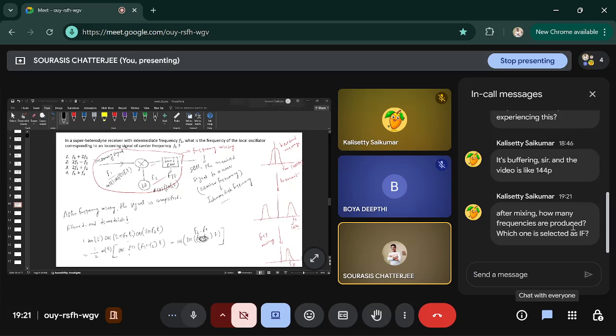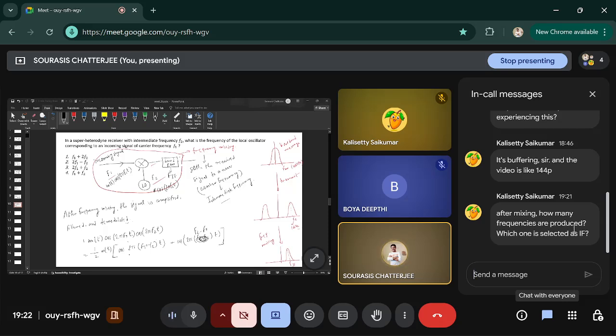Now let's say you choose the intermediate frequency as any one of them. If I use a band pass filter with a frequency f1 plus f2, it is going to pass the first term, and if I keep the band pass filter with a frequency f2 minus f1, it is going to pass the second term. Now my question is, which one do you want to be the intermediate frequency?